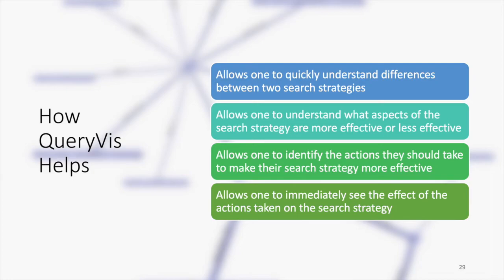Finally, to summarize how QueryViz can help information specialists, it allows one to quickly understand differences between two search strategies. It allows one to understand what aspects of the search strategy are more effective or less effective. It allows one to identify the actions they should take to make their search strategy more effective. And it allows one to immediately see the effect of the actions taken on the search strategy.